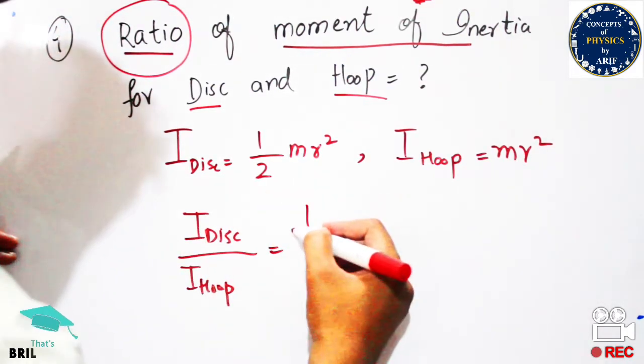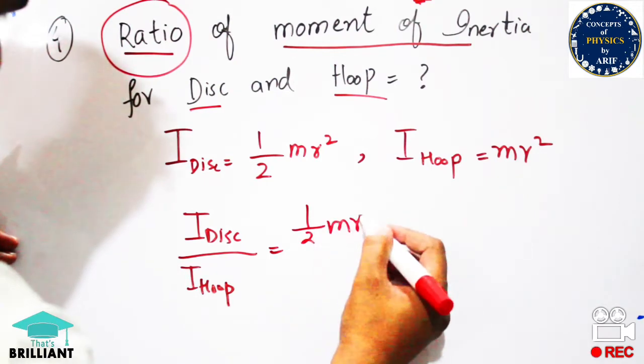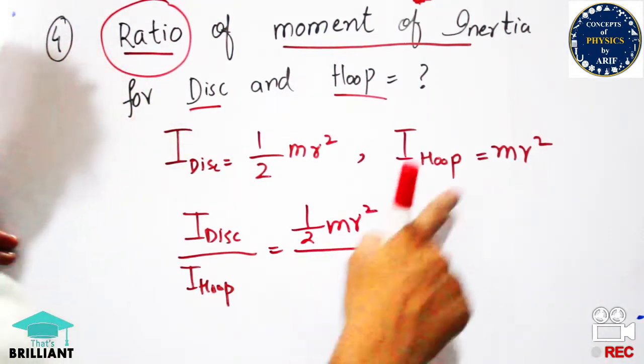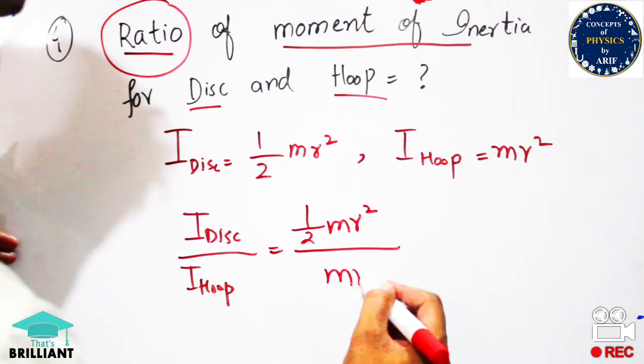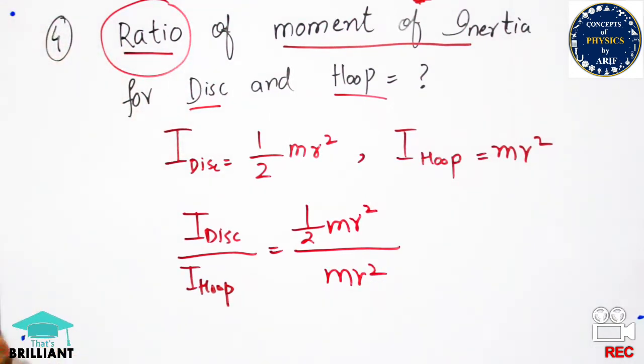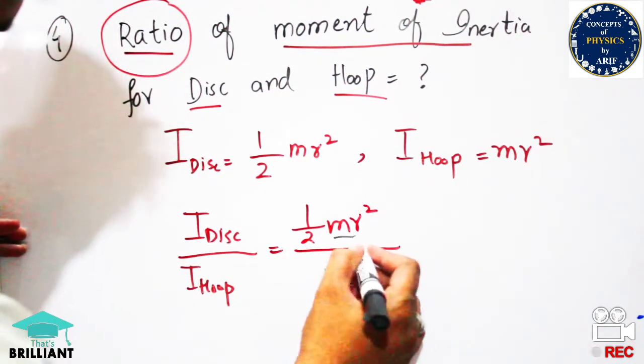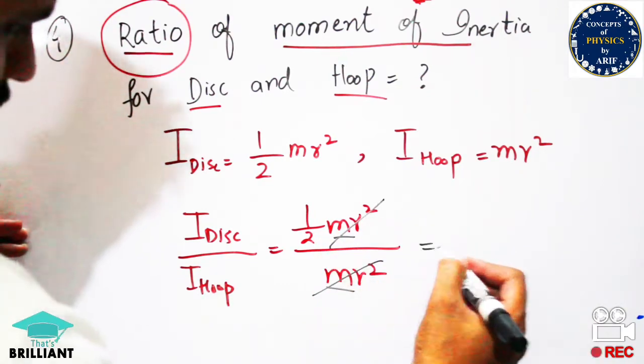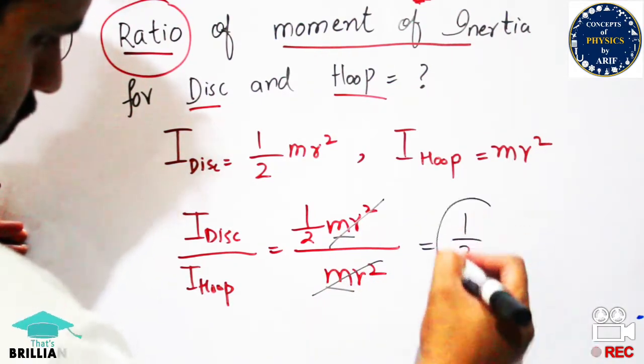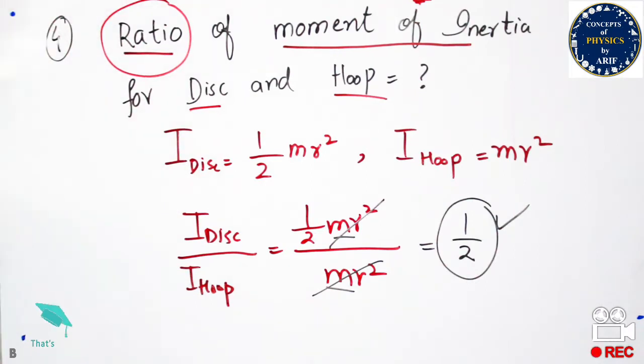This is the ratio: 1/2 mr² over the moment of inertia for the hoop, which is mr². So this mr² and this mr² can be cancelled out from this expression. Only 1/2 is remaining. It means that the ratio between the moment of inertia for the disk and the hoop is 1/2.